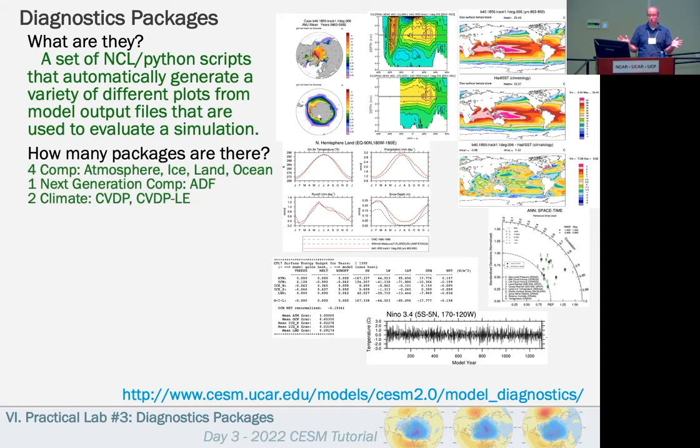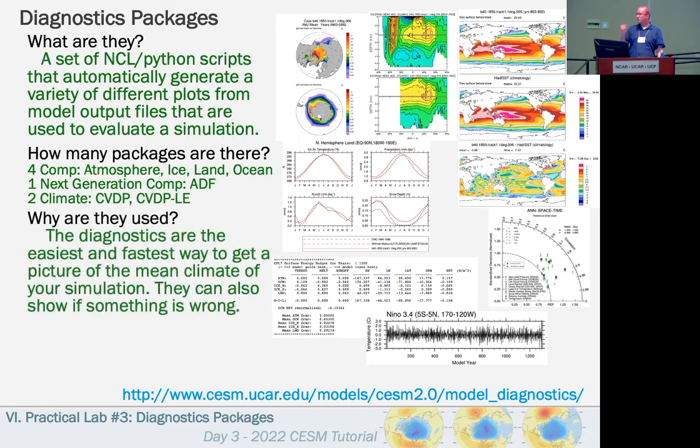So how many packages will there be for this practical? Well, there'll be four NCL-based ones: one for the atmosphere, sea ice, land, and ocean. There'll be one Python-based one you can run that's atmosphere and climate specific, which is ADF. And finally there will be one other package, I'll say, because they're similar, CVDP, which is not component specific. Instead, it focuses on general climate modes of variability.